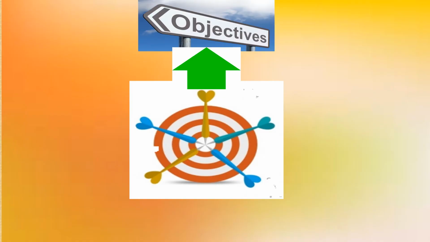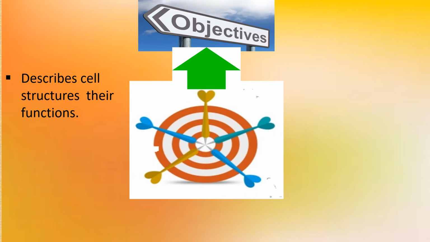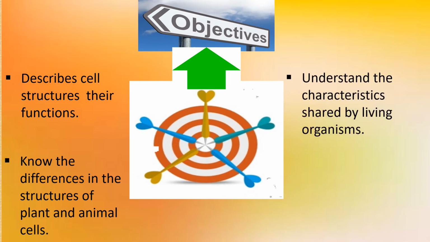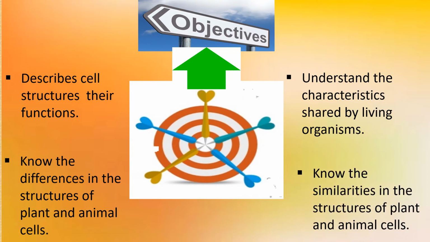Objectives. Describe cell structures and their functions. Know the differences in the structures of plant and animal cells. Understand the characteristics shared by living organisms. Know the similarities in the structures of plant and animal cells.